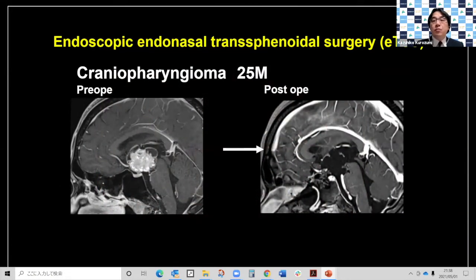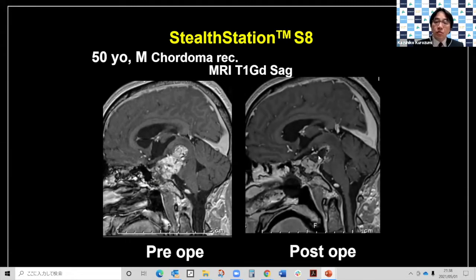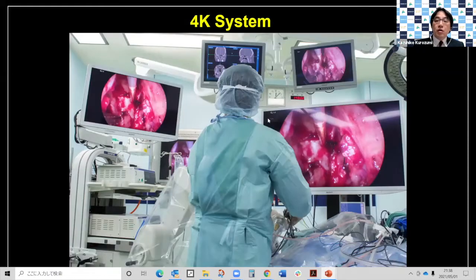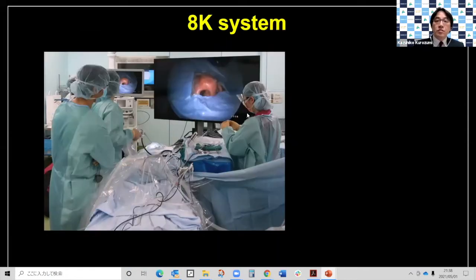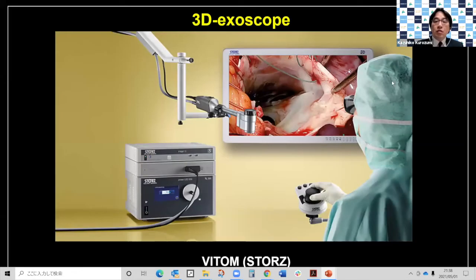This was the post-operative MRI. And this other case is a chordoma. I don't have time, so I couldn't show you the video, but this is the post-operative image. The tumor was removed. Now we are using a 4K system with 55-inch monitors, Sony and Olympus systems, and I've experienced an 8K system. It's a sharp monitor like this. So now I'm trying to use this exoscope system.